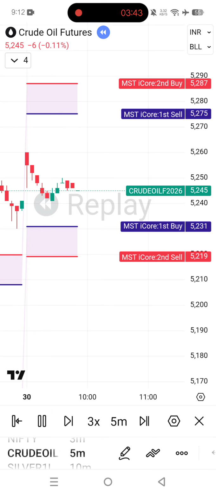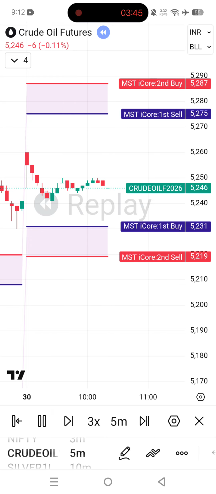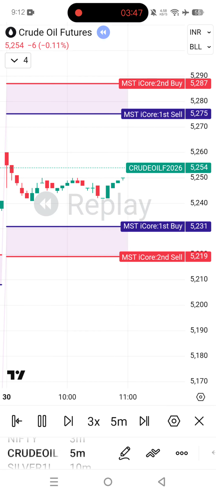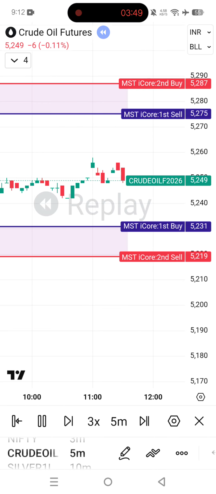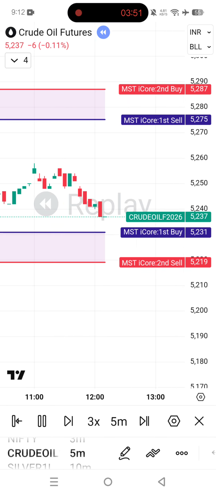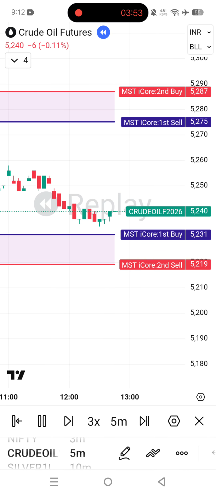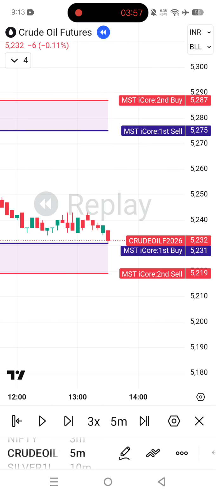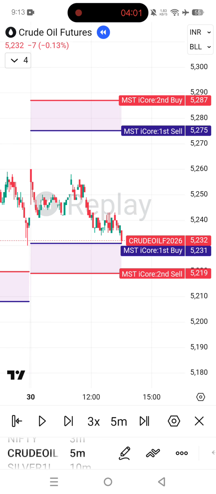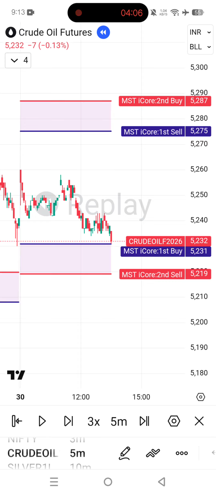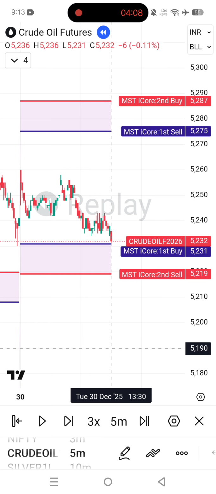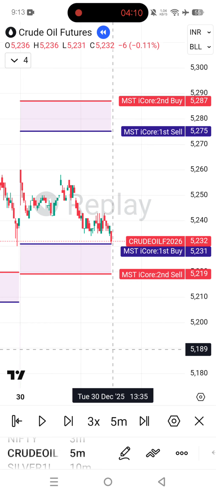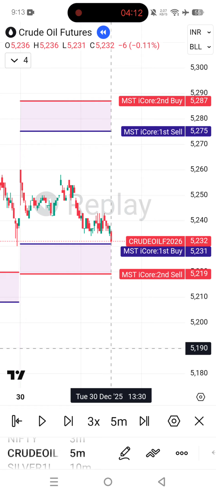Now I am waiting for the entry at 5231 and 5279. 5231 is the buy entry and 5279 is the sell entry. Let us see which side is getting activated. Whichever side is activated, we will trade only that side and ignore the other side. At 9 o'clock we got the zone. Now the time is 12 o'clock, and till then the market has not reached our zone.